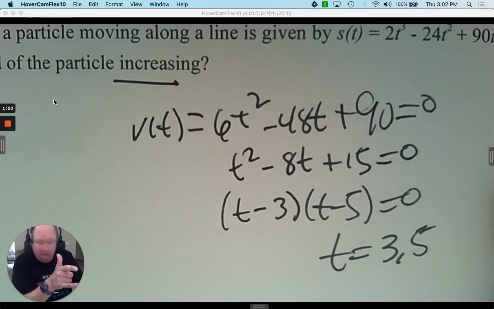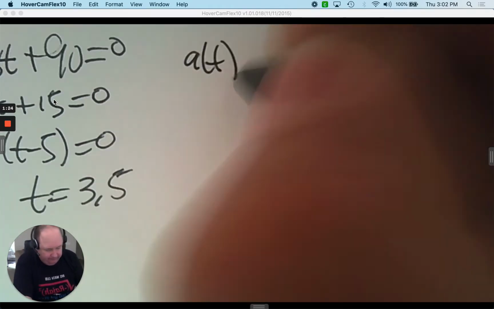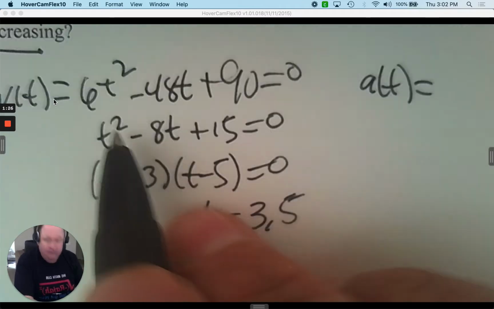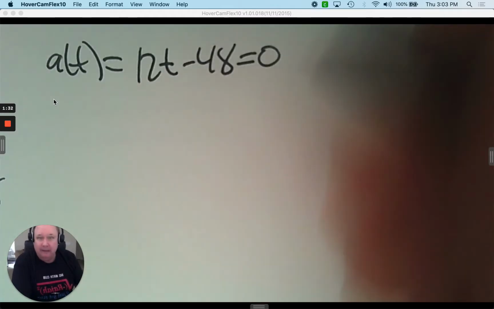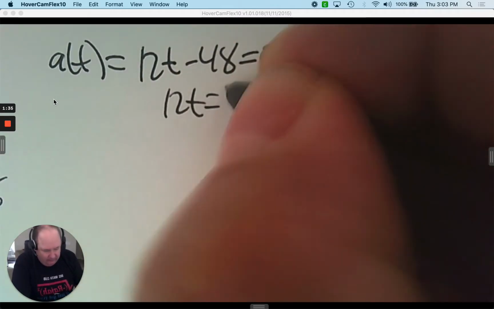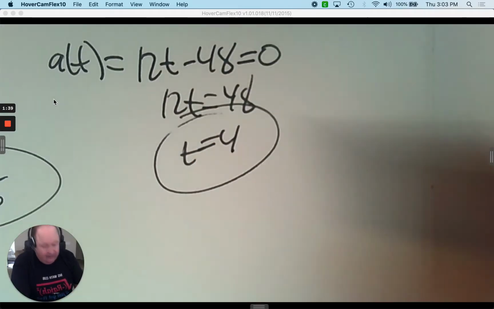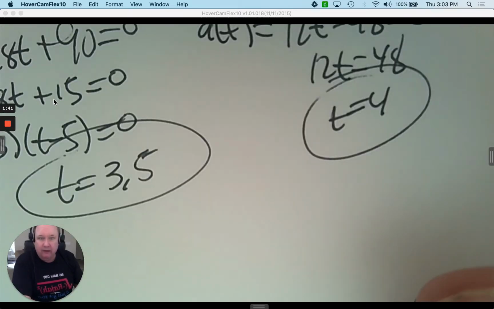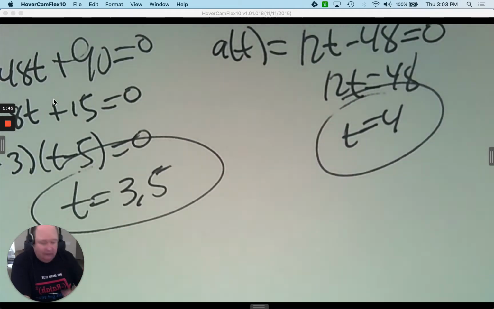I need those numbers. Then I'm going to do the same thing for acceleration. I'm going to take the derivative of the velocity. That's 12t, subtract 48. Make it equal to 0. Add 48, divide by 12. So these are the numbers that I care about: 3, 4, and 5. That's where the velocity is 0 and where the acceleration is 0.